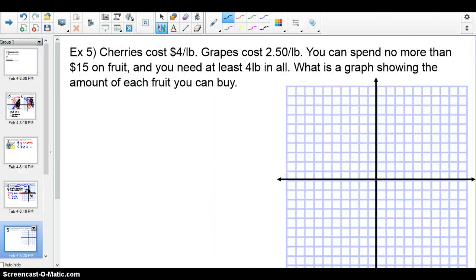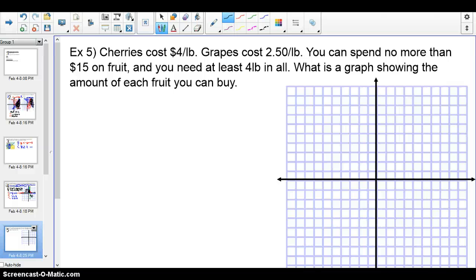Okay, let's look at the next one really quick. Here this says cherries cost $4 a pound and grapes cost $2.50 a pound. You can spend no more than $15 on fruit, and you need at least 4 pounds in all. What is the graph showing the amount of fruit each that you can buy?